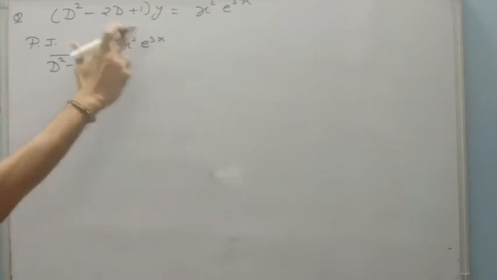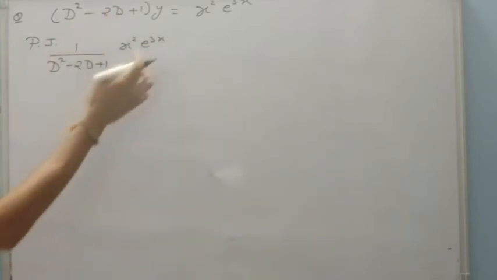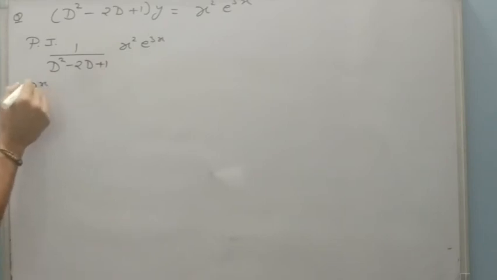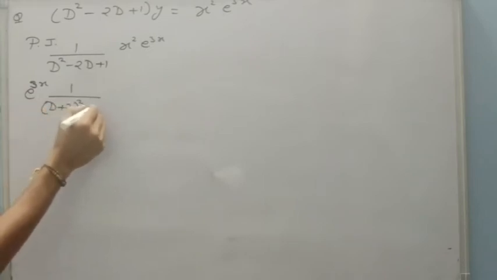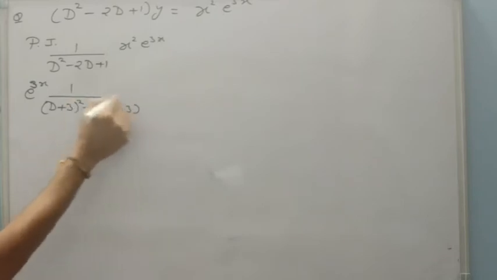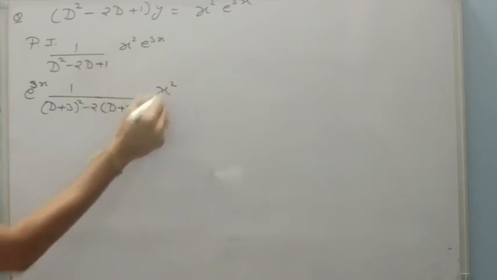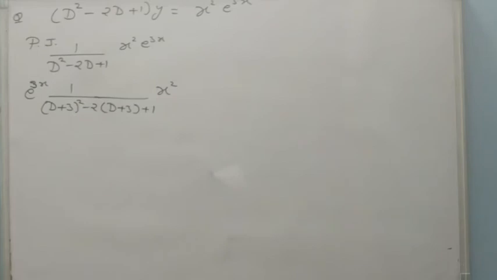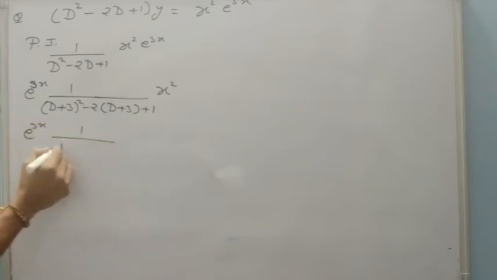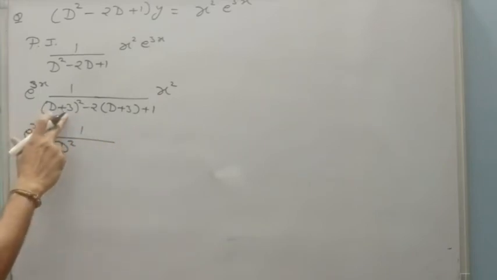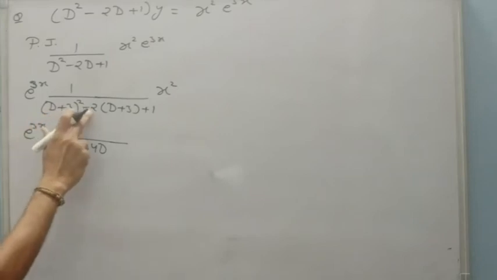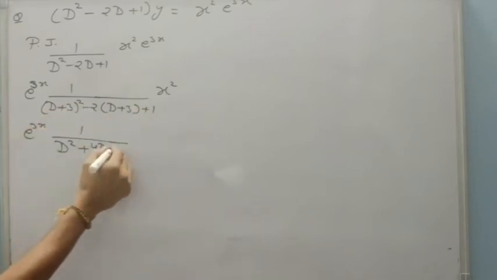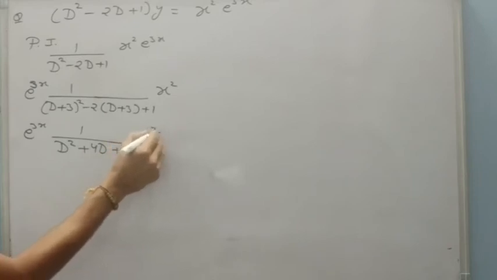Here is an exponential function with an algebraic one. So take the e to the power 3x on the left side and just put the value D plus 3 in the whole square minus 2 into D plus 3 plus 1 of x square. I hope you understand how. Now it will become e to the power 3x, 1 upon D square. Here will be 6D, there will be minus 2D, which means plus 4D. Here will be 9 minus 6, which means plus 3, plus 1 means 4, of x square.